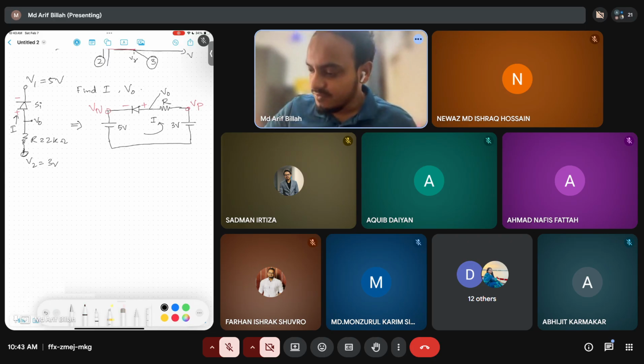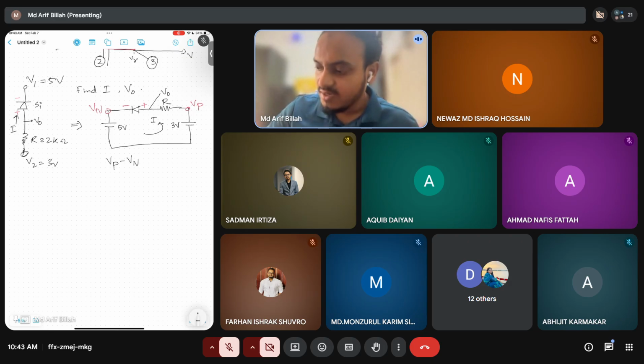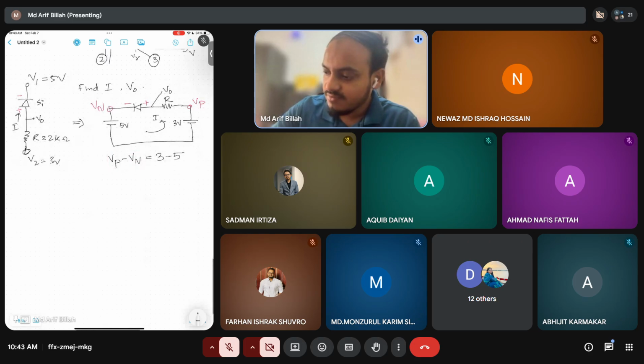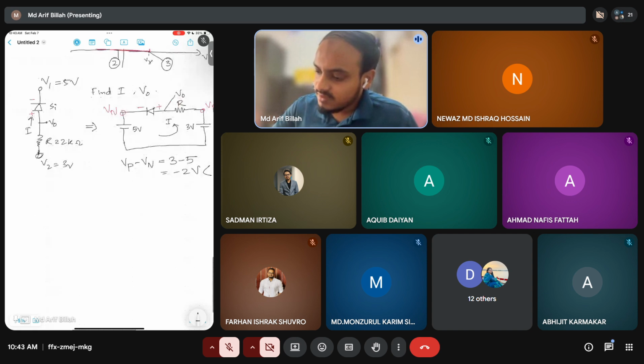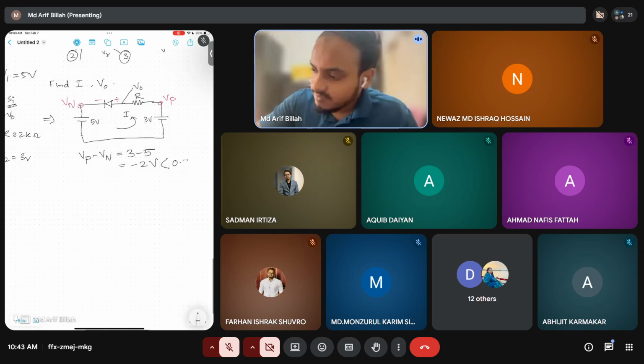Next, what do we do? VP minus VN. We find out what VP minus VN is. So what is VP? 3. VN is what? 5. Then VP minus VN is -2, and -2 is what? Less than, of what? This is silicon, right? It's a silicon diode. So its forward voltage V gamma is 0.7. This is less than 0.7.